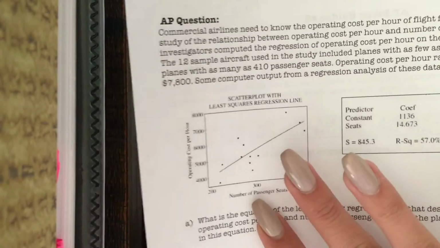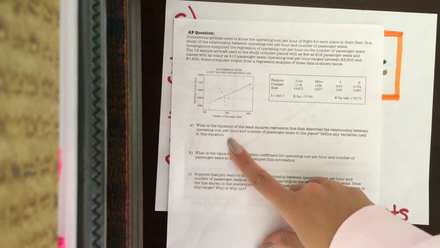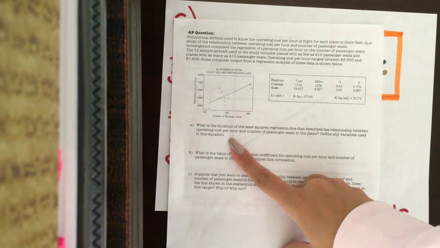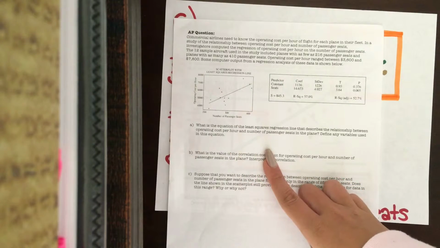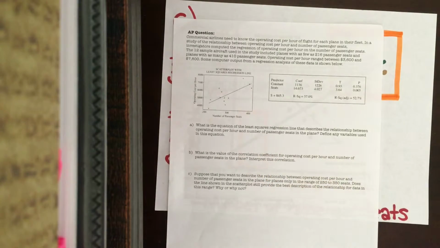I've used this graph and the information that we're given to sketch this graph right here. And it shows us the predictor coefficients for the constant and the seats. The constant was 1,036, and for the seats it was 14.673. So, part A asks us for the equation of the least squares regression line that describes the relationship between operating costs per hour and the number of passenger seats in the plane.